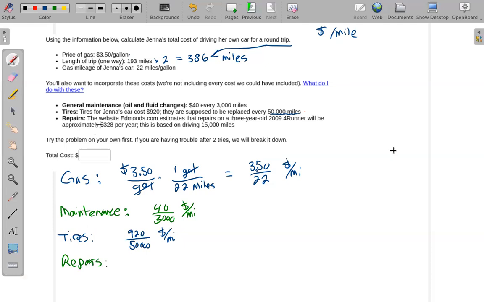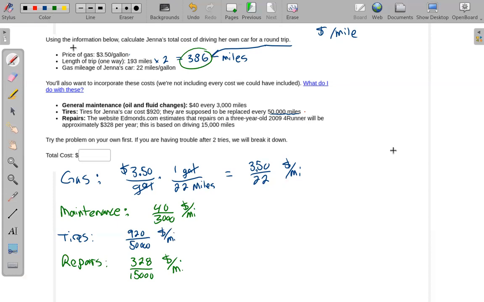And repairs here, it's estimated from the Edmunds website that for this kind of vehicle, it's about $328 per year. So 328 is the money. And let's say this is for someone on average driving 15,000 miles per year, so it'd be over 15,000 miles. So you have a couple options from here. We can multiply each of these unit costs by the total miles and then add them up, or we could add up all the unit costs and then multiply by 386. So 2 ways to go about it.